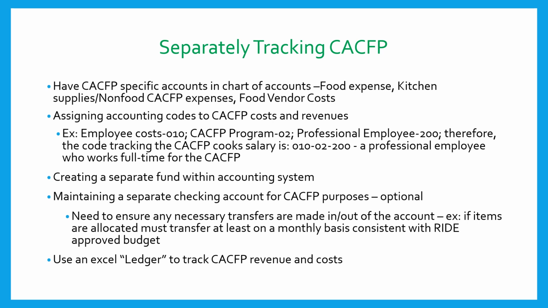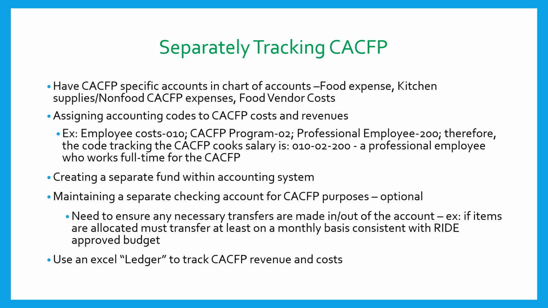Your accounts should align to the CACFP budget, but at a minimum, the categories should be food, kitchen supplies, non-food, food vendor costs if applicable. You may decide to create a specific CACFP revenue account. However, this is not required if you assign CACFP its own specific code, as in the next example.